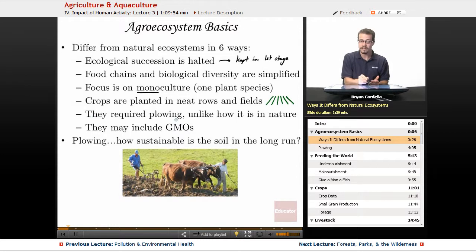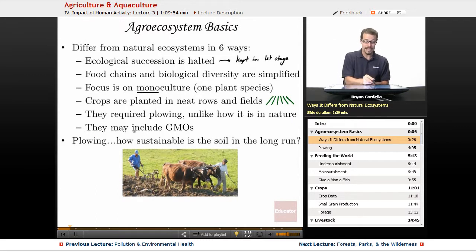Agroecosystems require plowing, unlike how it is in nature. There is no known natural occurrence where you get the level of plowing that human technology has caused. Yes, you have burrowing animals like a mole or something like that. And you have worms that burrow, but you're not going to get the amount of tilling and plowing in nature. So that's a very unnatural thing that has to happen for certain crops to be successful in that area.